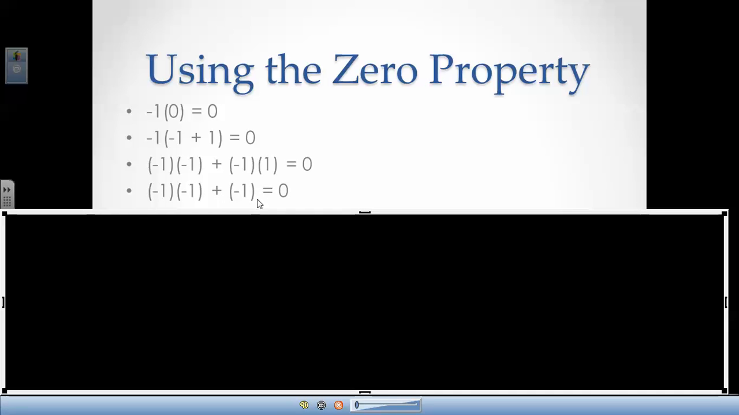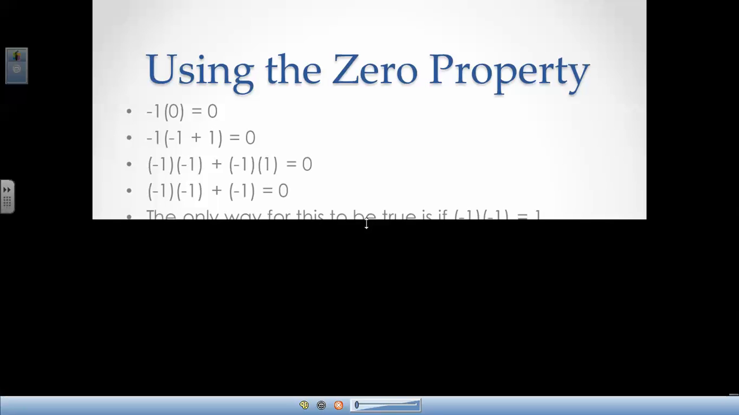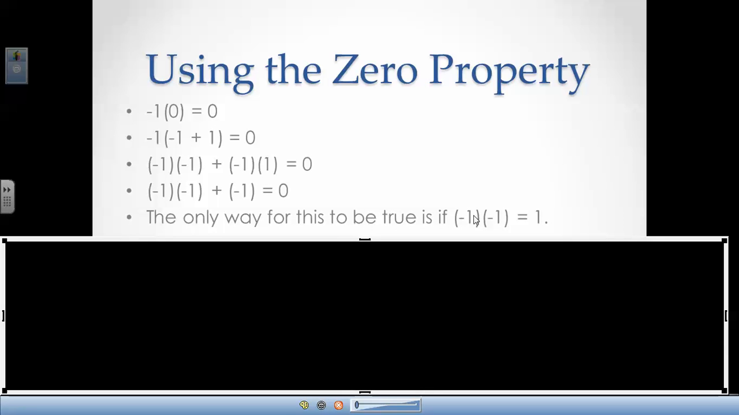So that's negative 1. Now what we know is that this still has to all equal 0. That's what we started with. So we have to use our zero property. If this is negative 1, the only way to equal 0 is whatever is right here must be 1. It has to be 1 to equal 0. And the only possible way for that to be true is if negative 1 times negative 1 is in fact a positive 1.